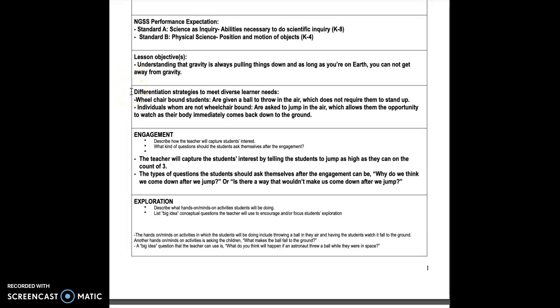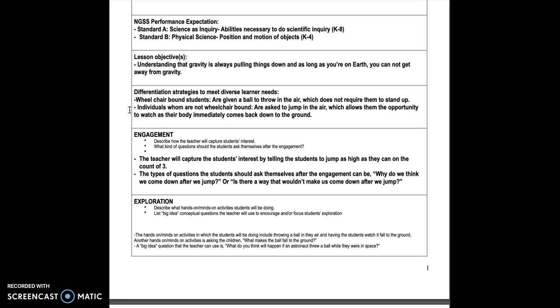The differentiation strategies to meet diverse learner needs include children who may be wheelchair bound. If a child is wheelchair bound, they can be given an opportunity to grab a ball and throw the ball in the air, which does not require them to stand up. They can sit in their wheelchair and throw the ball in the air and watch it fall to the ground.